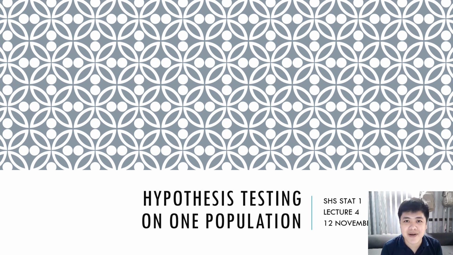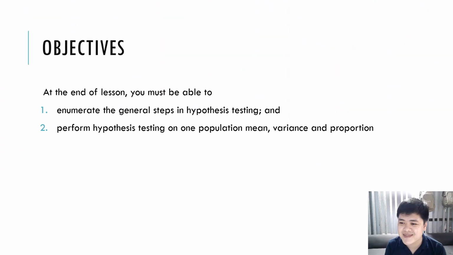By the way, our lecture number 4 is about hypothesis testing on one population. At the end of the lesson, you must be able to, number one, enumerate the steps in hypothesis testing, actually the general steps. And number two, perform hypothesis testing on one population mean, proportion, and variance. But for this lecture, I'll just be talking about the population mean, and then I'm going to create other videos for variance and population proportion.